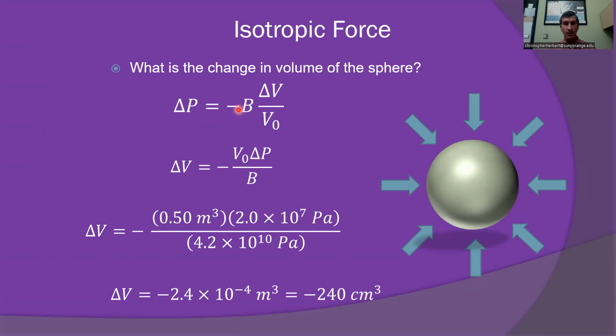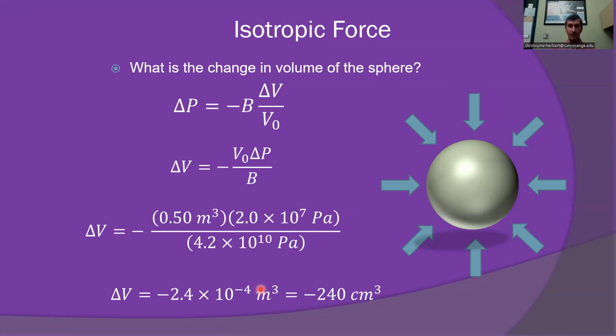So again, here's our equation right here. We know the pressure. We know the bulk modulus, so we can look that up for lead. We know the original volume, it's 1/2 of a meter cubed. And now we want to see how much the volume changes by. So, just plugging in the numbers, 1/2 a meter cubed with a pressure of 2 times 10 to the 7 pascals and a bulk modulus of 4.2 times 10 to the 10 pascals, it's not going to change its volume very much. It's going to change its volume by 2.4 times 10 to the minus 4 meters cubed.